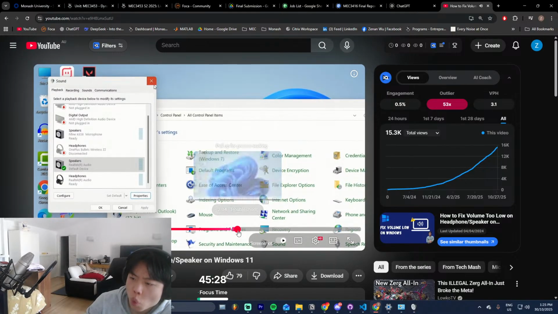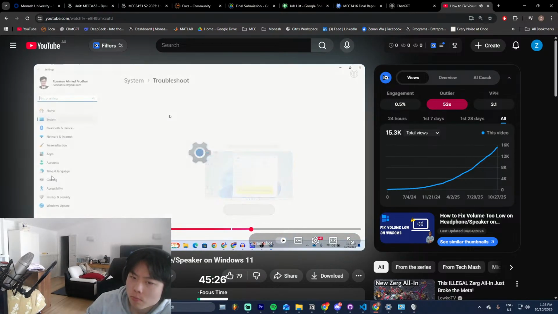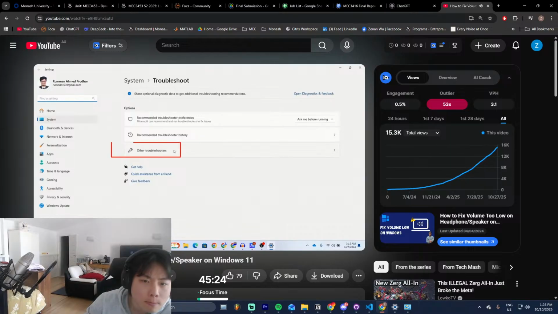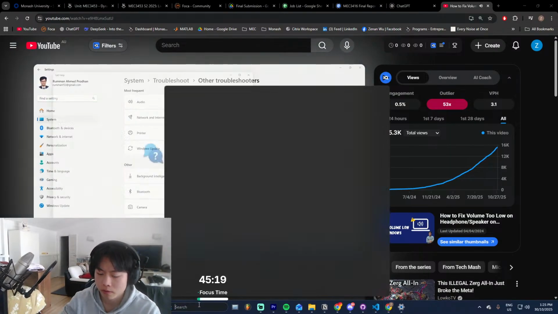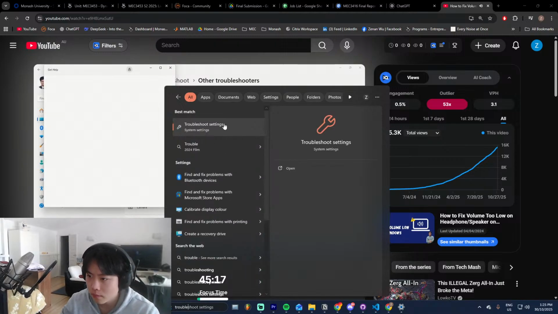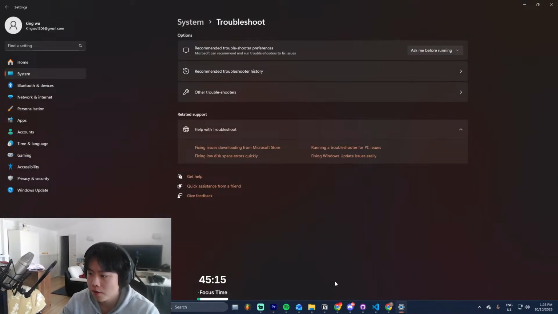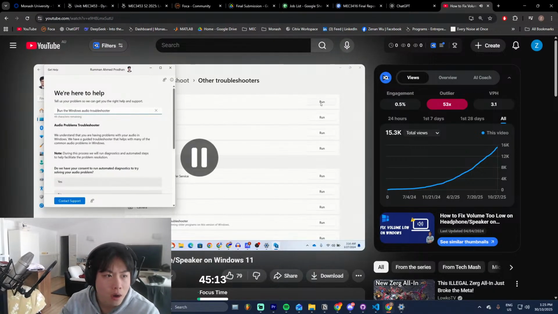So try each of these after Windows. Then open the troubleshoot settings, and then here click on other troubleshooters. So here you can see the option audio, so just click on run here. Now wait for a bit and then follow the steps provided by the Windows default troubleshooter.